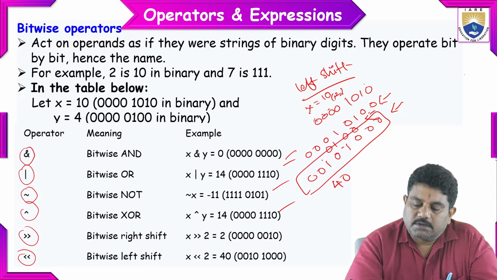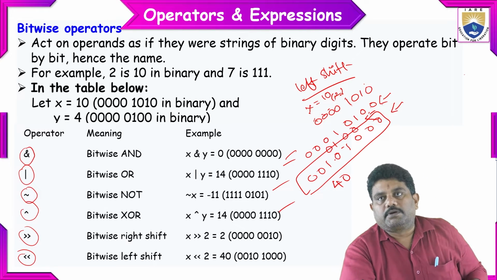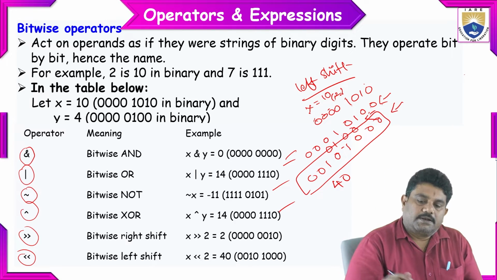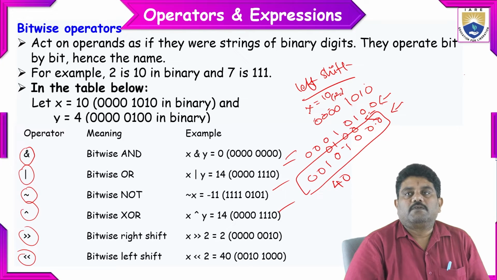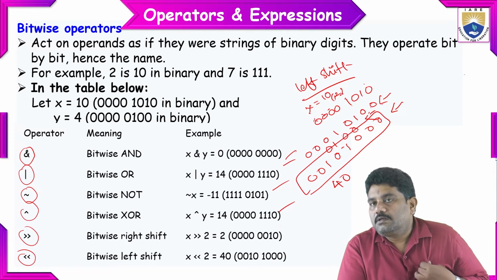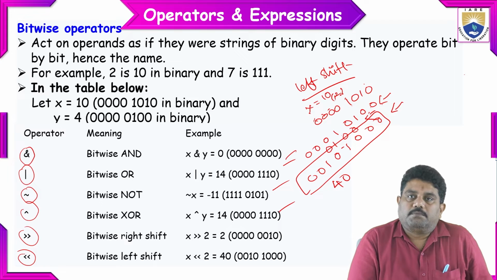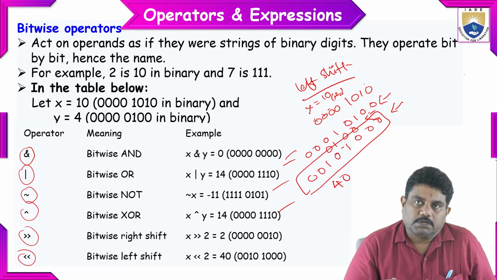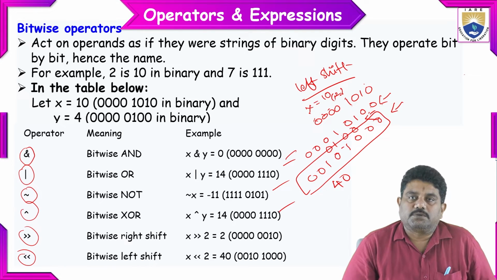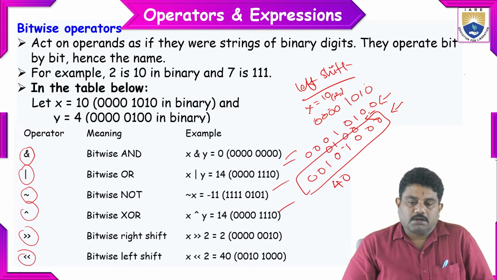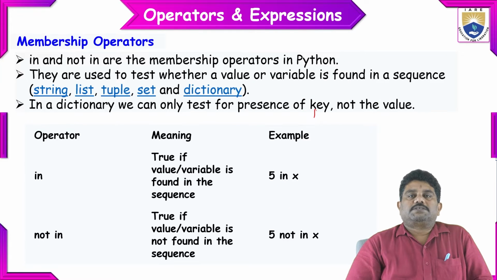So it is equivalent to 40. You can calculate it like this, 2 power 0, 2 power 1, like that you can calculate it, and it becomes 40. So every shift to the left side multiplies by 2. Every shift to the right side divides by 2. That is the operation.